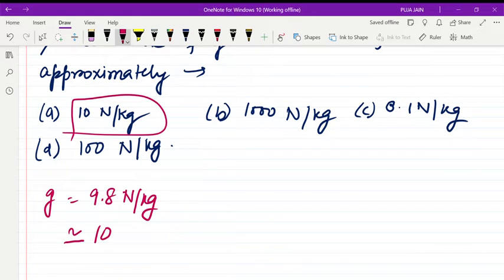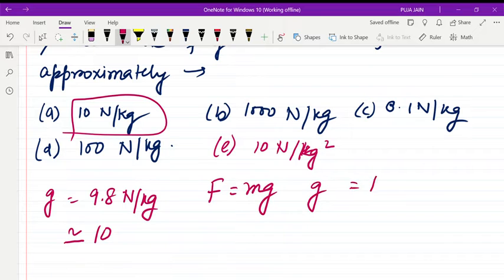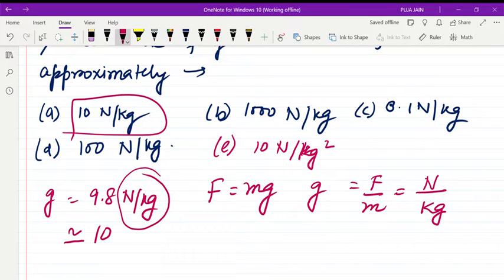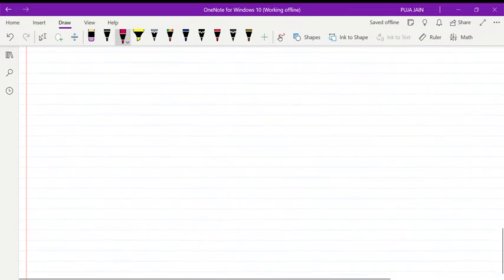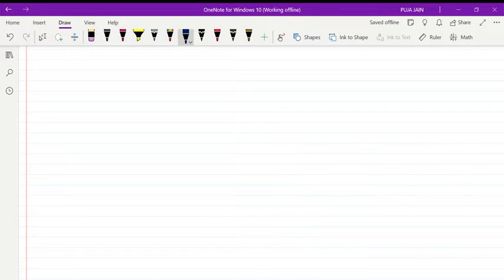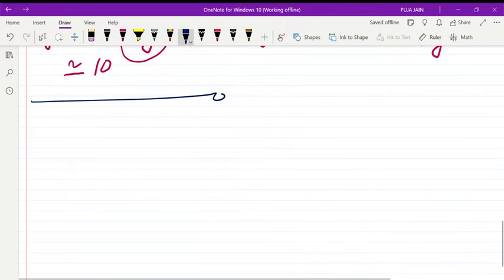Suppose another option is given, option E, 10 Newton per kg square. Then you have to check the dimension also, that is the SI unit. You know force is equal to mg, right? So g is force by m. Force unit is Newton, and m, the mass unit, is kg. So Newton per kg. So this option is correct. Next, this is our MCQ. We have completed it here only.